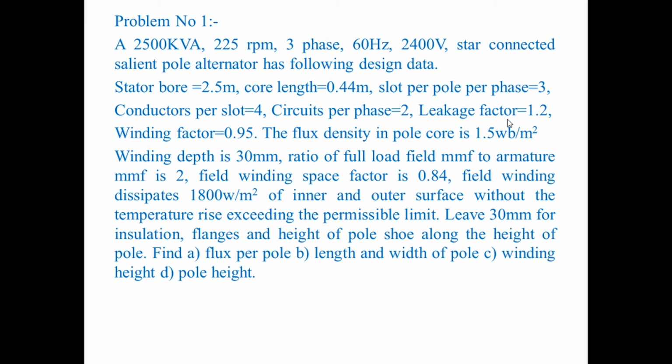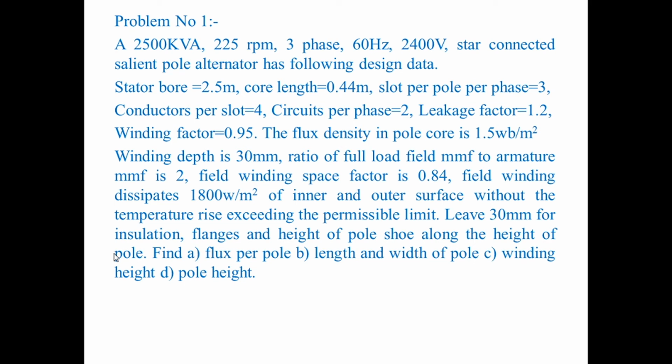slot. Leakage factor is given by 1.2, winding factor is 0.95, and flux density in the pole core is 1.5 Weber per meter square. Winding depth is 30 millimeter. Ratio of full load field MMF to armature MMF is 2. Field winding space factor is 0.84. Field winding dissipates 1800 watt per meter square of inner and outer surface without the temperature rise exceeding the permissible limit. Leave 30 mm for insulation, flanges and height of the pole shoe along the height of the pole.